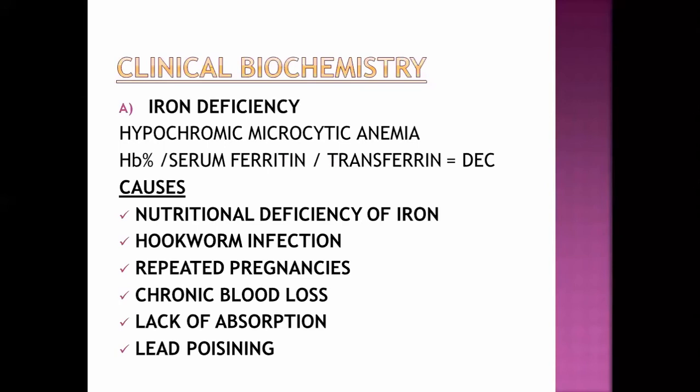What are the causes of iron deficiency anemia? Nutritional deficiency of iron, most common in Asian countries. Hookworm infection. Repeated pregnancies: every one or two years, continuous pregnancies, 4, 5, 6, 7, will reduce the iron stores and cause iron deficiency.